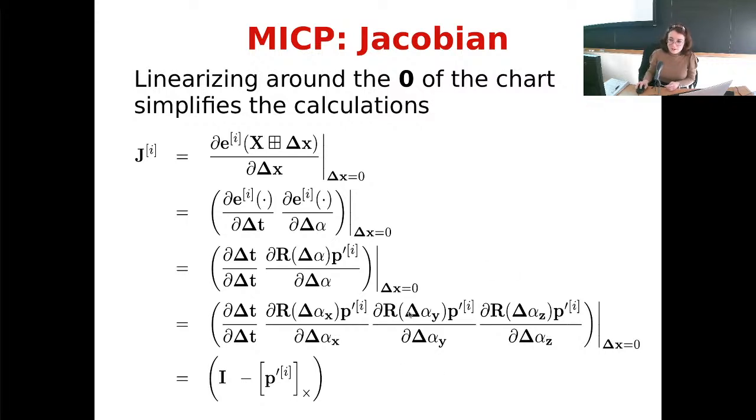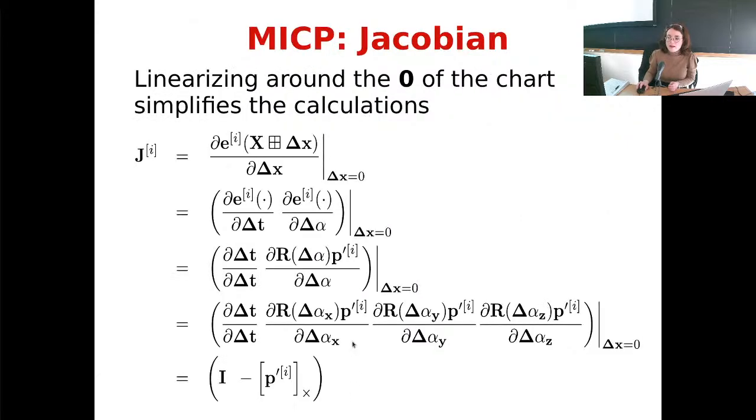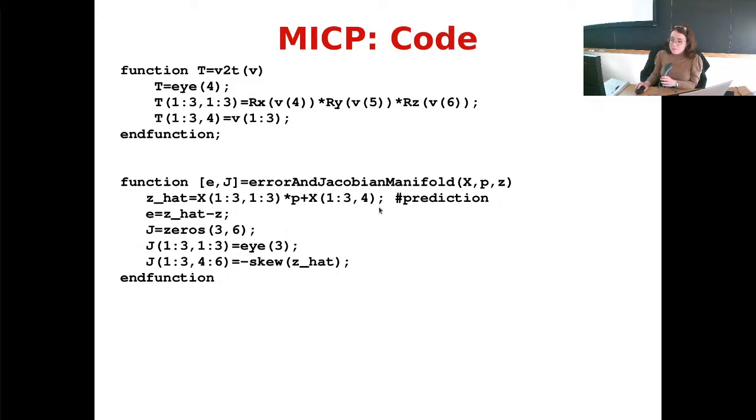Yes, we were very compact here, and your colleague is right that this should be an Rx according to the notation of the previous slide. I would suggest you be even more specific and write down all the passages, noticing that delta x is equal to 0 in our computation. That is the important thing. Okay, so now let us go to the code if there are no more questions.